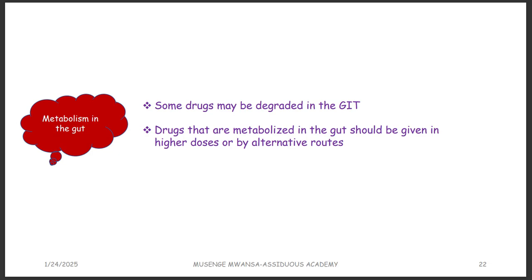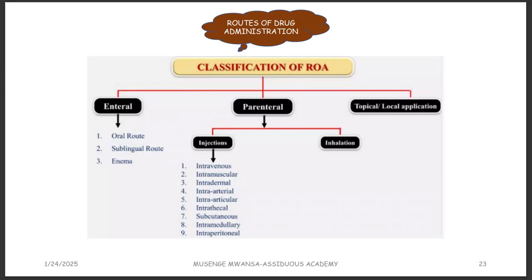Some drugs can just be broken down in the gut. And the drugs that are broken down in the gut, therefore, should be given in high doses or given by another method. Because if you give them in the gut and they're broken down, there's no absorption. So those are the factors that affect absorption of a drug.